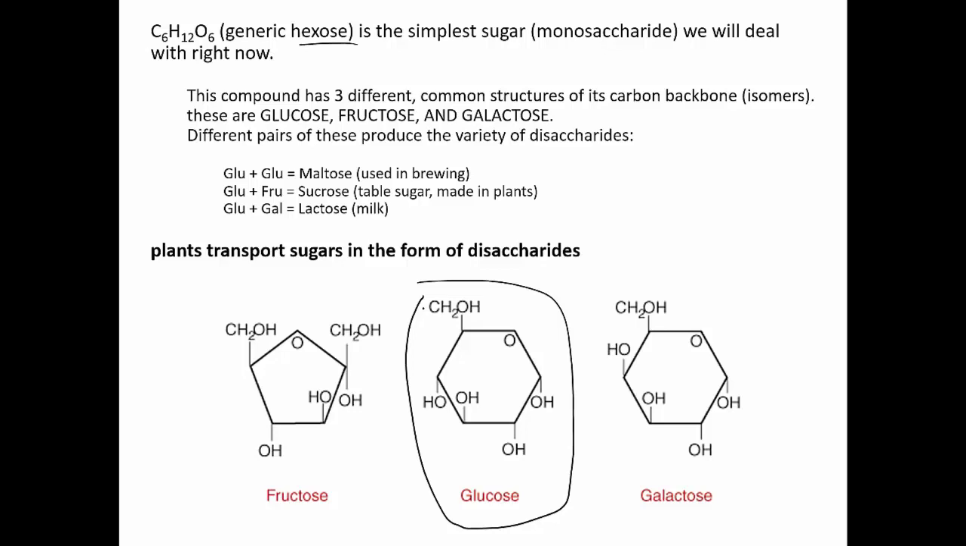Okay, and these simple sugars, these monosaccharides, form disaccharides. You put 2 of these together, any 2. So for example, 2 glucoses put together form a sugar called maltose, the disaccharide maltose, which is used in brewing. When you're brewing beer, you're adding malt. Glucose and fructose is the most common sugar we're familiar with, sucrose. This is table sugar. It's made in plants. And lastly, lactose, which is produced as milk, or is within milk, is made out of glucose and galactose together.